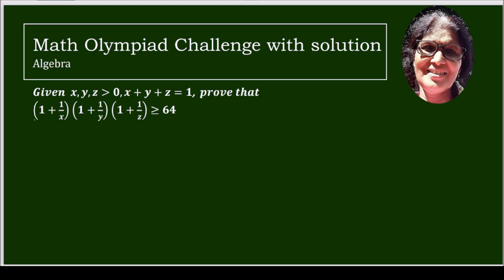So today's question is based on inequality. It's a very simple question. Given x, y, z greater than 0, x plus y plus z equals 1. Prove that (1 plus 1 over x) into (1 plus 1 over y) multiplies (1 plus 1 over z) is greater than or equal to 64.